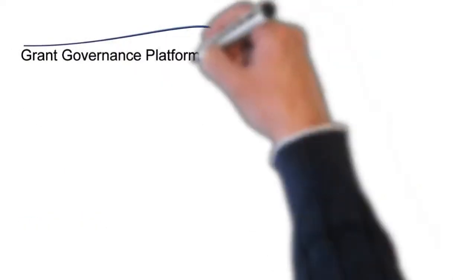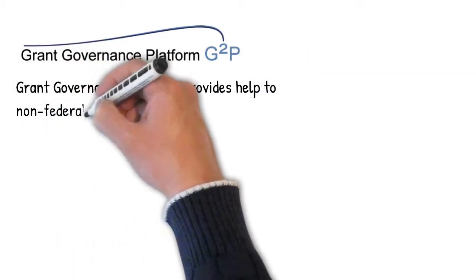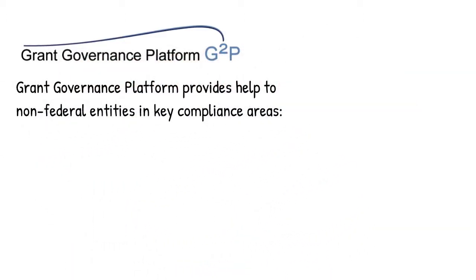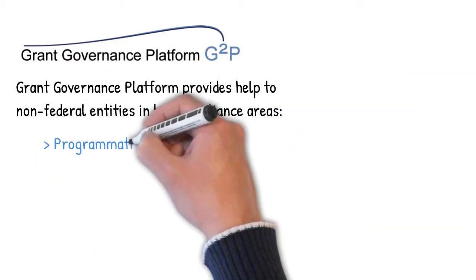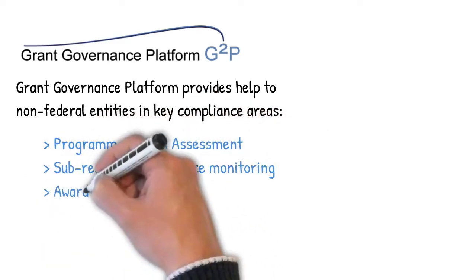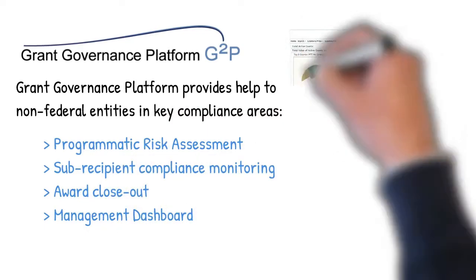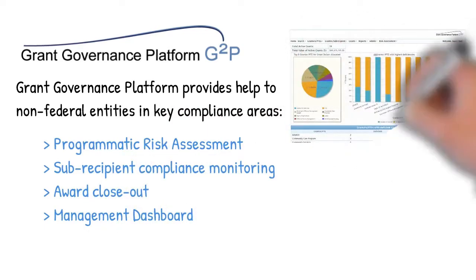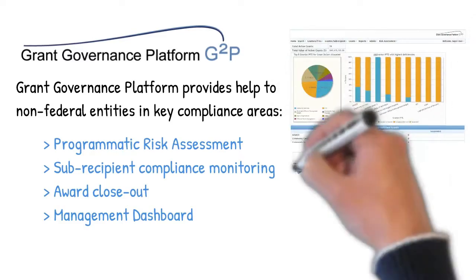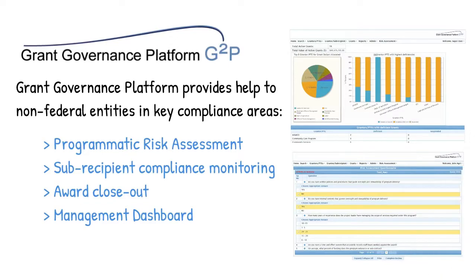Alyx Technologies' G2P solution is designed to address key areas where non-federal entities often struggle to comply with the Uniform Guidance in 2 CFR Section 200. Our solution supports programmatic risk assessments, managing ongoing interaction with subrecipients, and award closeout, all the while providing a dynamic dashboard showing a real-time view of compliance. Today, we'll talk specifically about programmatic risk assessment.